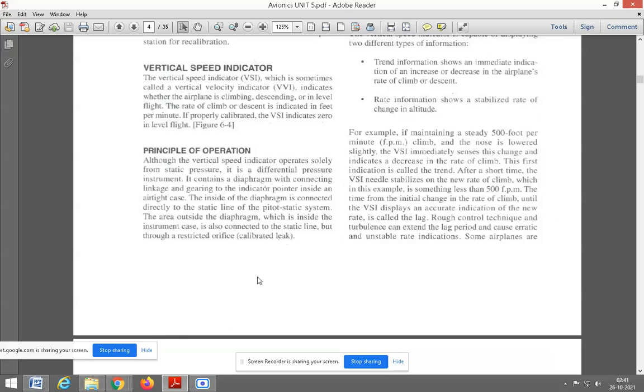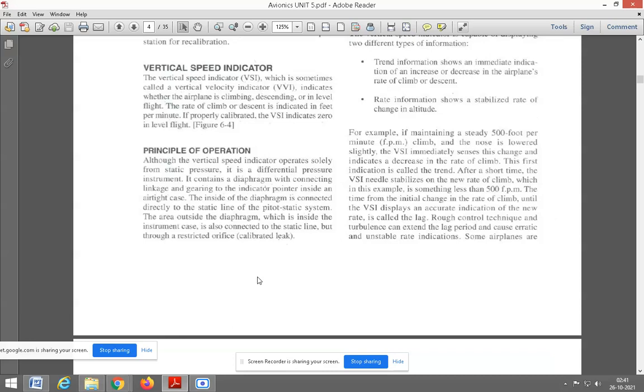Although the vertical speed indicator operates solely from static pressure, it is a differential pressure instrument. It contains a diaphragm with connecting linkage and gearing to the indicator pointer inside an airtight case. The inside of the diaphragm is connected directly to the static line of the pitot static system. The area outside the diaphragm, which is inside the instrument case, is also connected to the static line but through a restricted orifice.